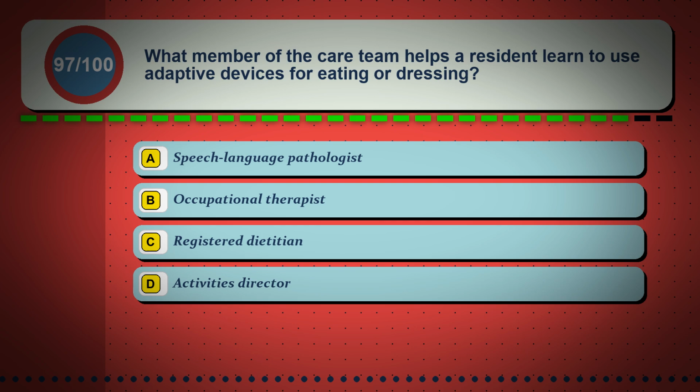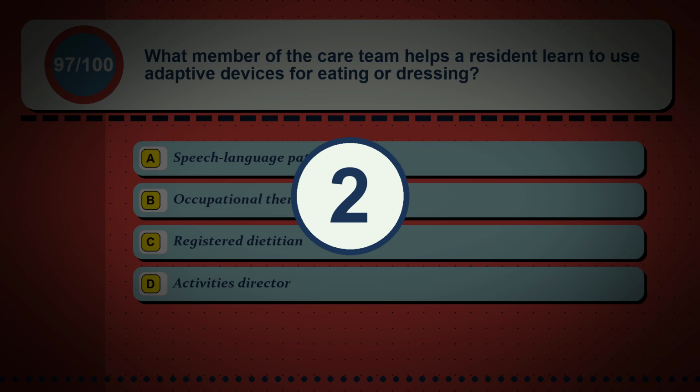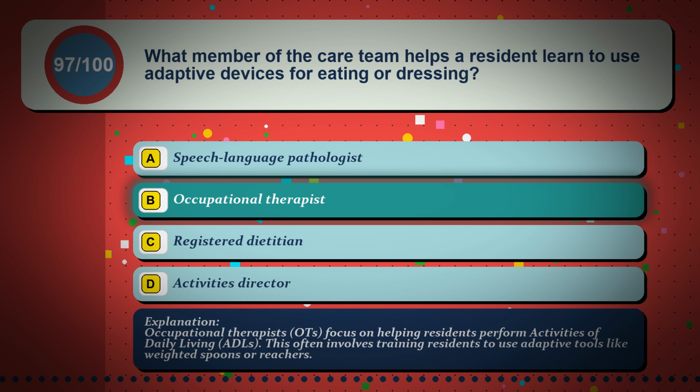Question 97. What member of the care team helps a resident learn to use adaptive devices for eating or dressing? Option A, a speech-language pathologist. Option B, occupational therapist. Option C, registered dietitian. Option D, activities director. The correct answer is option B, occupational therapist. Occupational therapists, OTs, focus on helping residents perform activities of daily living, ADLs. This often involves training residents to use adaptive tools like weighted spoons or reachers.